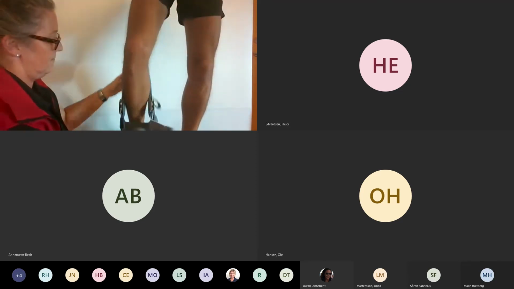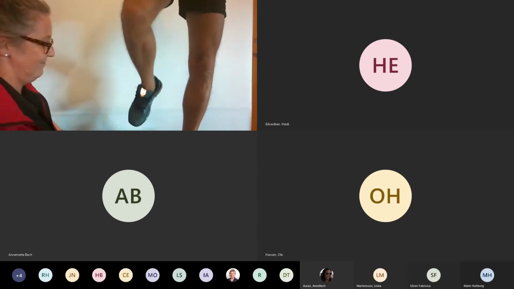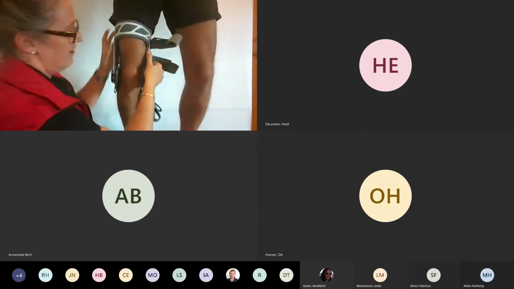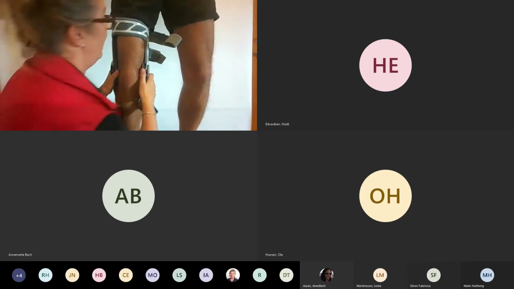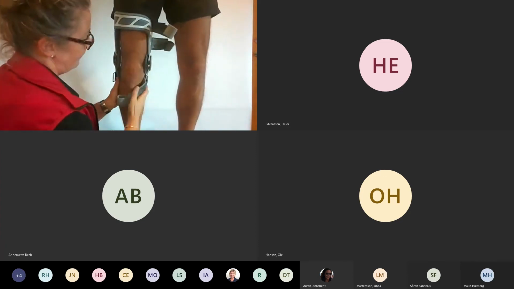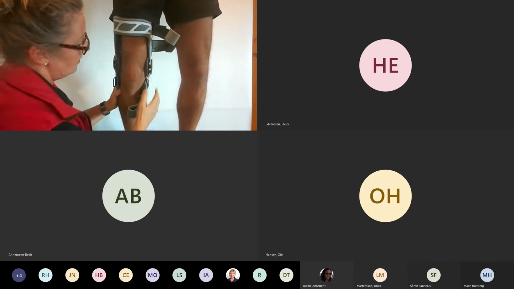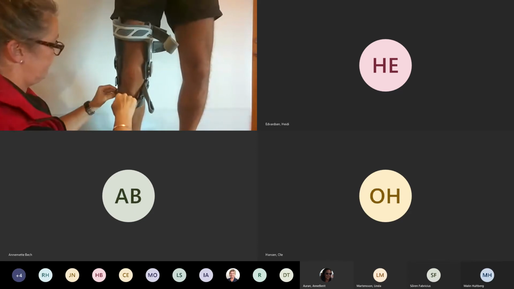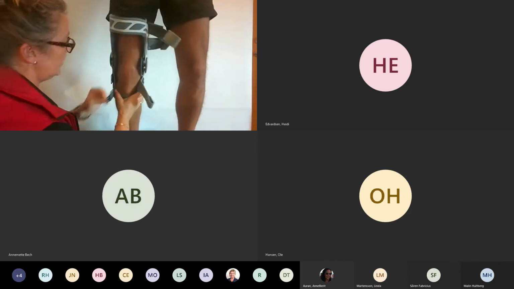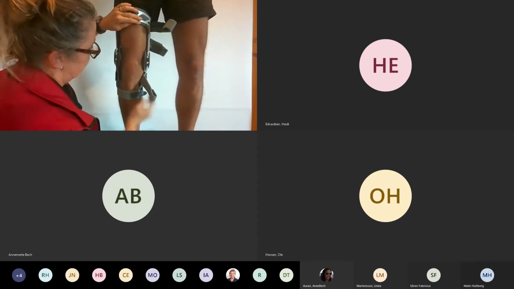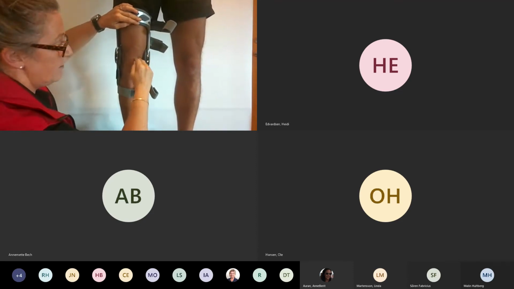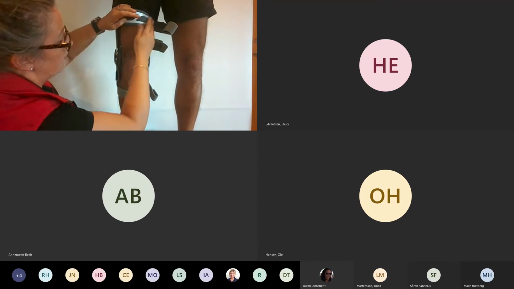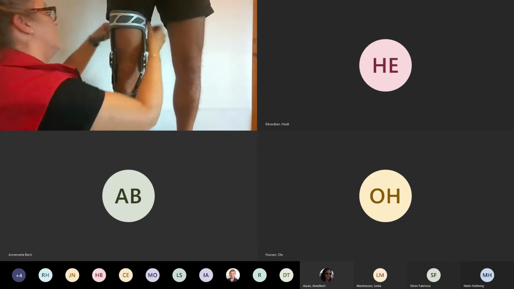You put it the wrong way. And remember to put the brace on the right way. So here we have the brace. Just very quickly, remember the alignment on the top of the patella for putting the brace on correctly.